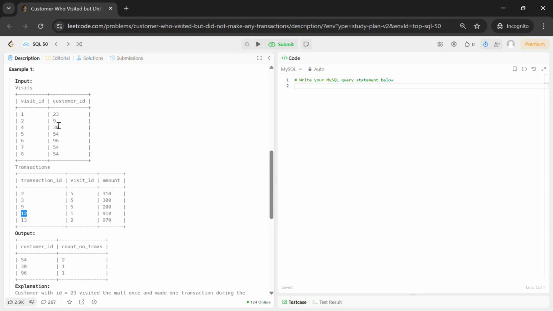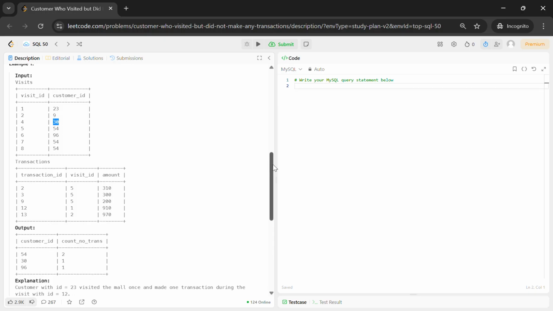Let's see for 9. For customer 9, he got the visit ID 2. Let's check 2 in the transaction table. 2 is also there. That means he also made a transaction. Let's see for 30. Customer 30 entered the mall. He was assigned ID 4. Let's check. 4 is not there. That means customer number 30 entered but he did not make any transaction. So we have to find such customer IDs.